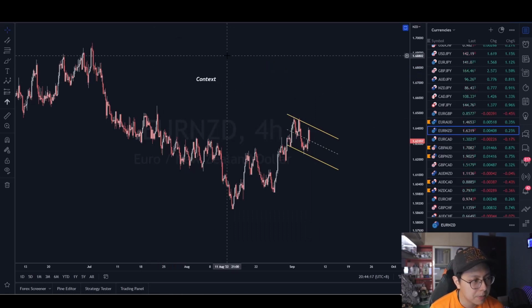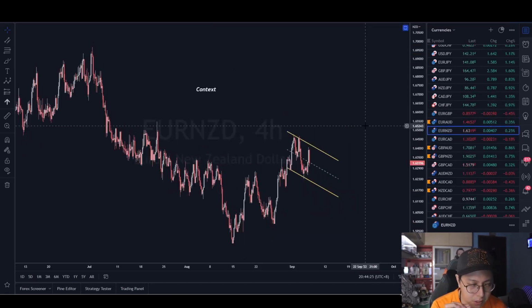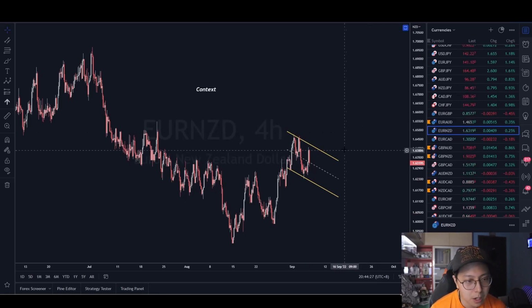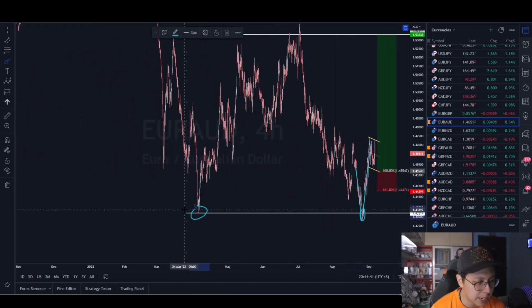Context means not all the patterns are going to be the same. They look similar, but there's actually a subtle small difference between the Euro AUD and Euro New Zealand charts. So let's go back to Euro AUD. You can see what we have over here. Number one, we have this little bottom. We have this V shape, and this bottom is important because that brings you to the daily bottom.